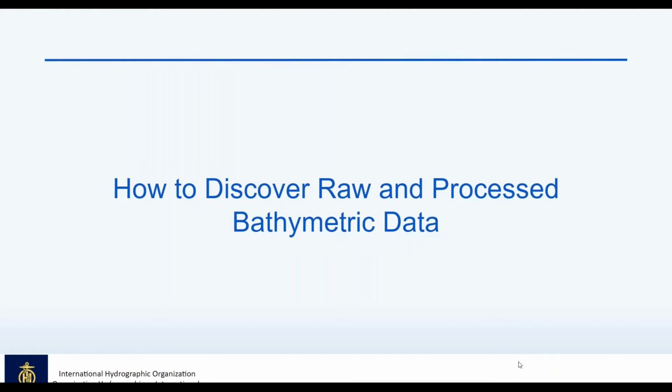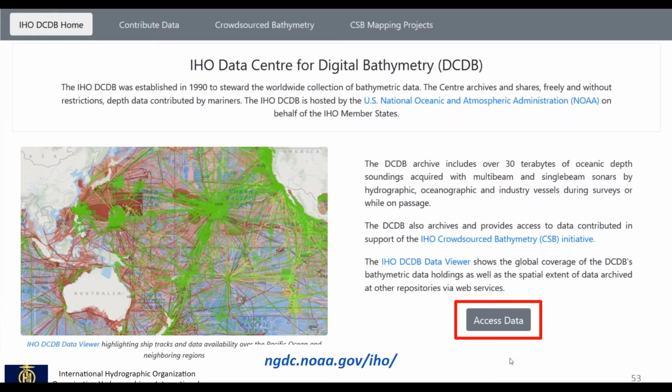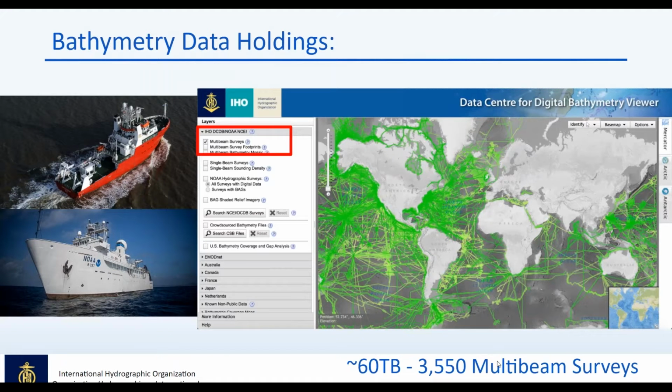All right, so first off, how can you discover what data are available via the DCDB? Next slide. Let's take a look at the DCDB Data Viewer and how it supports the discovery and access of data. The viewer can be reached by selecting Access Data on the DCDB homepage, as shown here. Next. Next slide, please. Thank you.